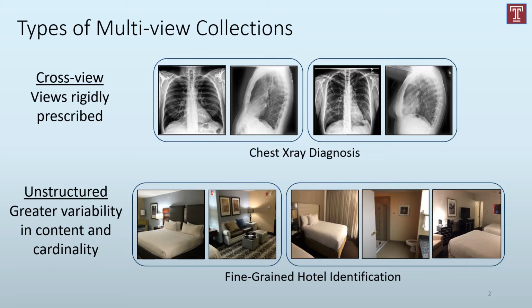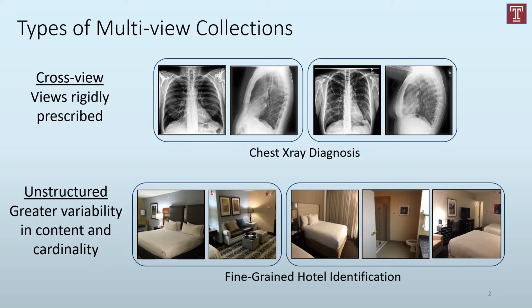In the cross-view setting, each collection is comprised of a structured set of typically two views of the same object, with each view highlighting a specific feature. Cross-view collections are prevalent in the medical image analysis domain. In this example, each collection consists of both a frontal and a lateral chest X-ray, highlighting two different perspectives.